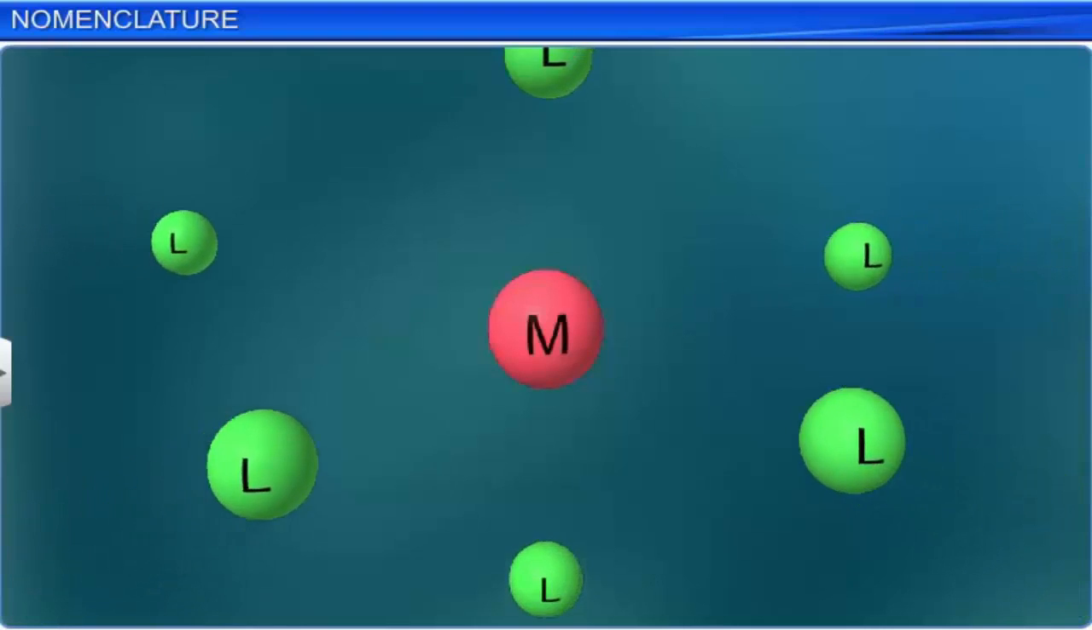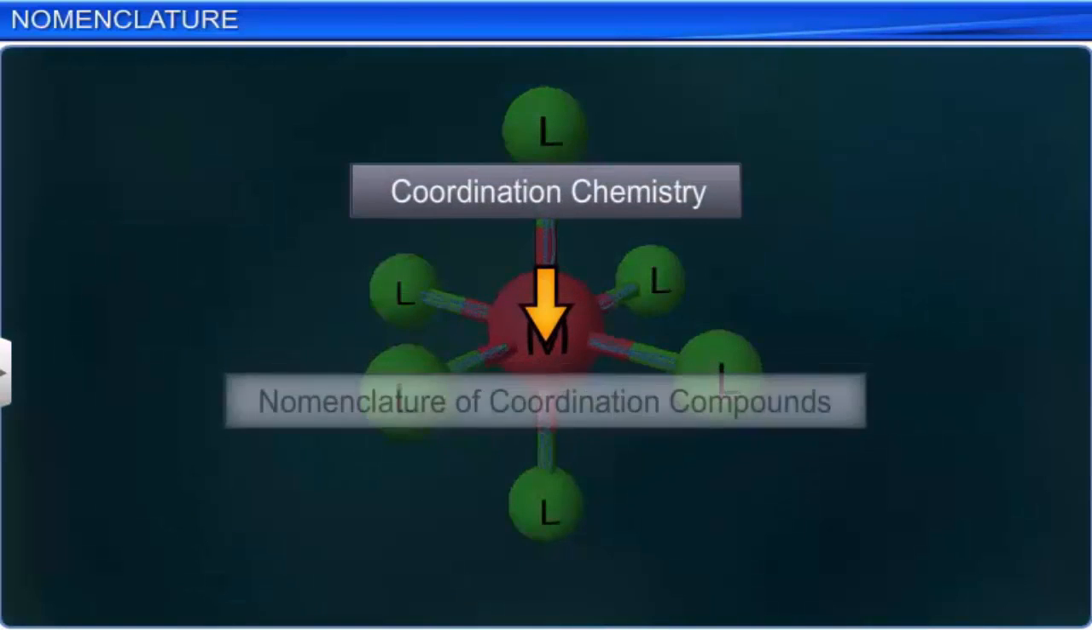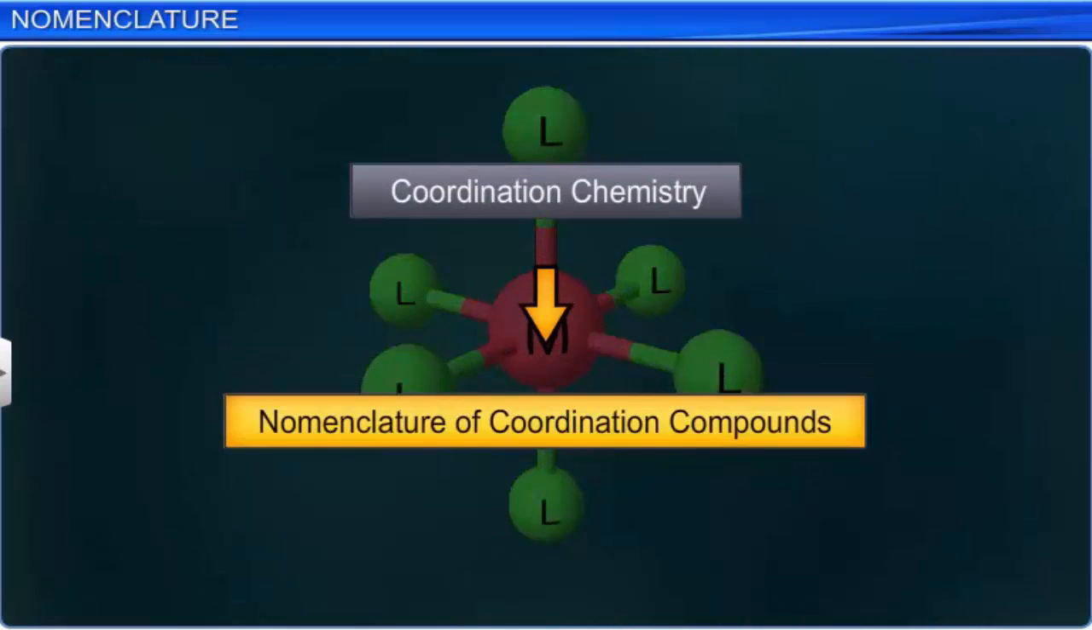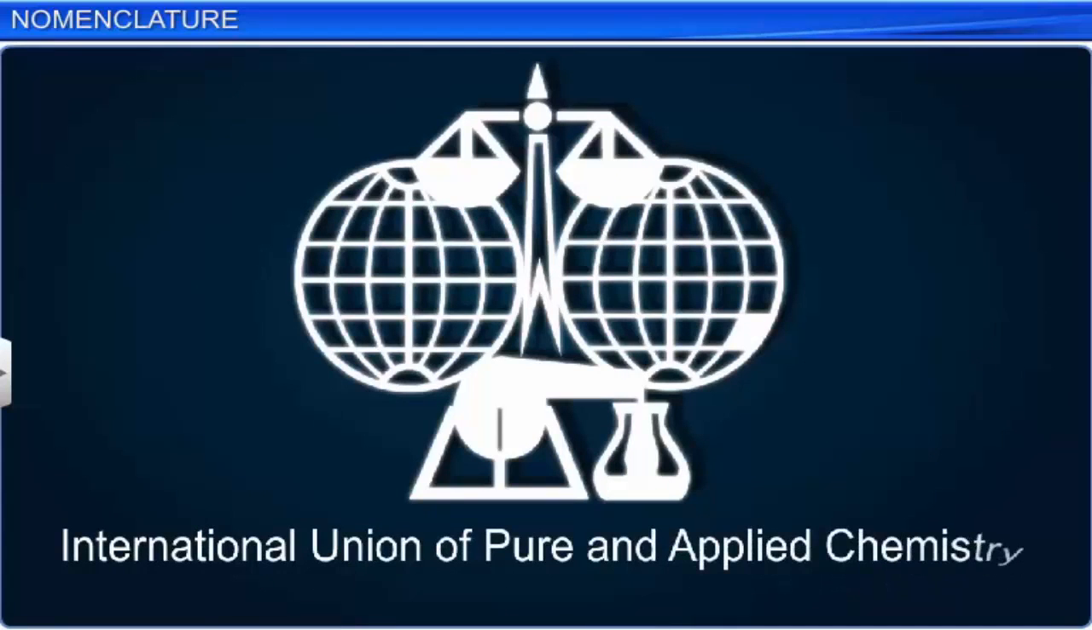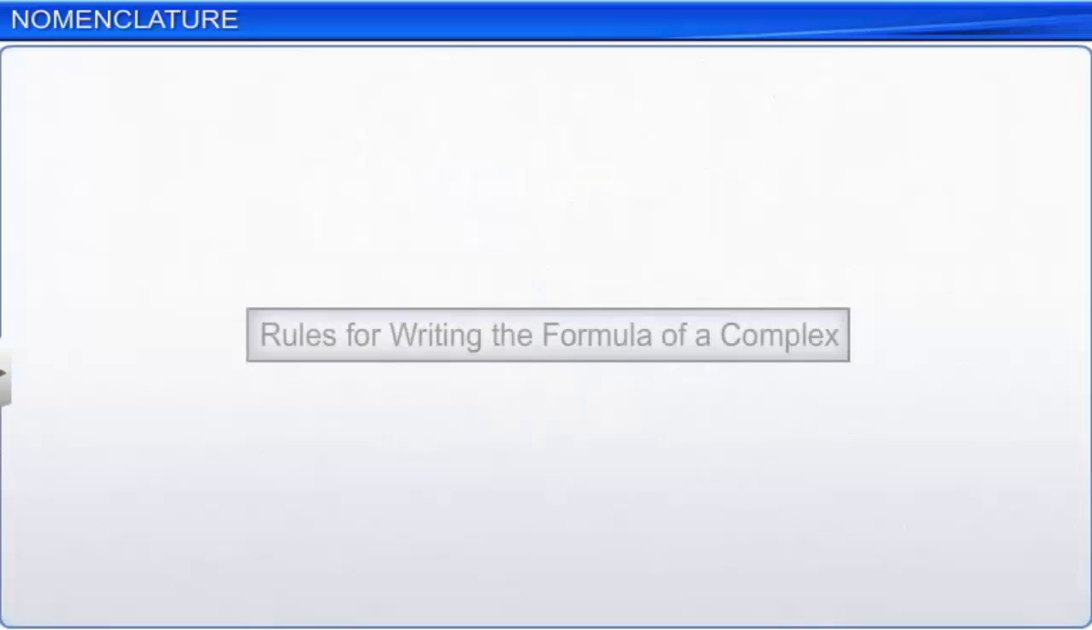An important aspect of coordination chemistry is the nomenclature of coordination compounds. The names and formulae of coordination compounds are written by employing the rules published by the International Union of Pure and Applied Chemistry, or IUPAC in short. Let's look at the rules framed by IUPAC for writing the formula of a complex.